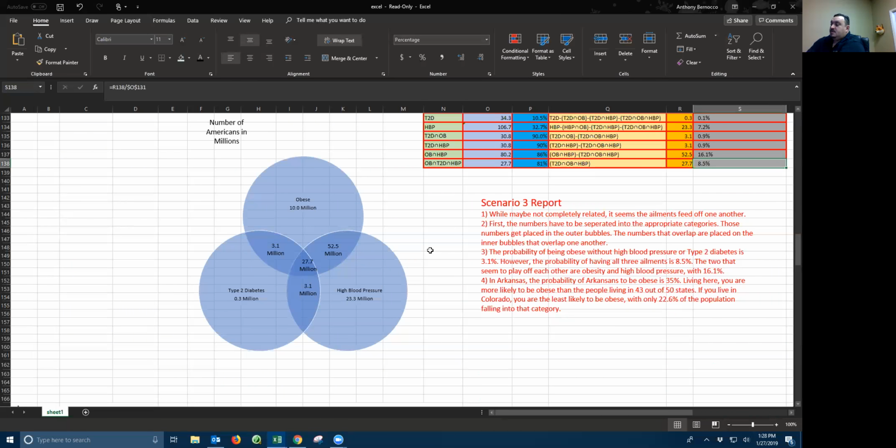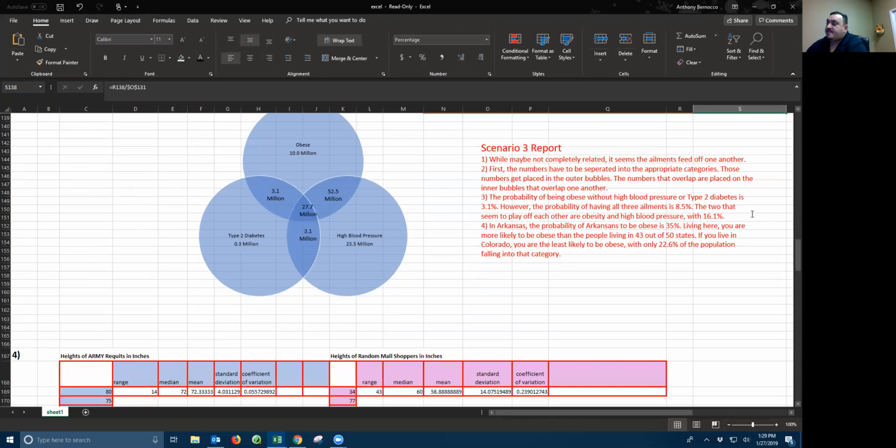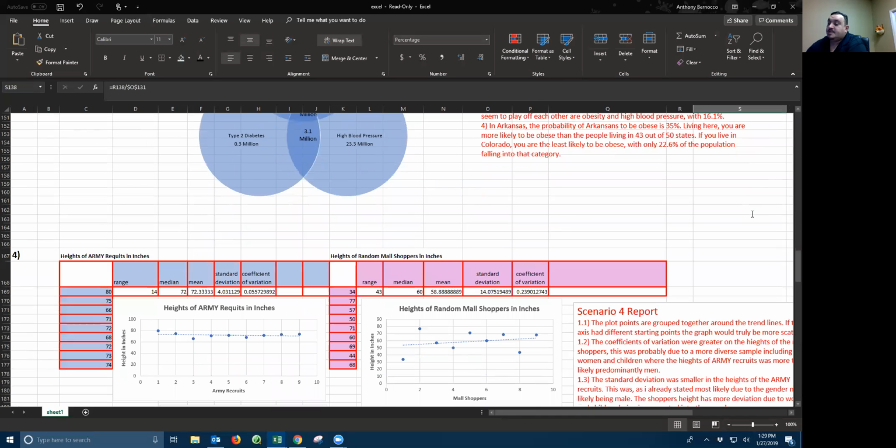So, may not be completely related, but these ailments seem to feed off of one another. I myself have pre-diabetic symptoms that run in my family that come just from hereditary.